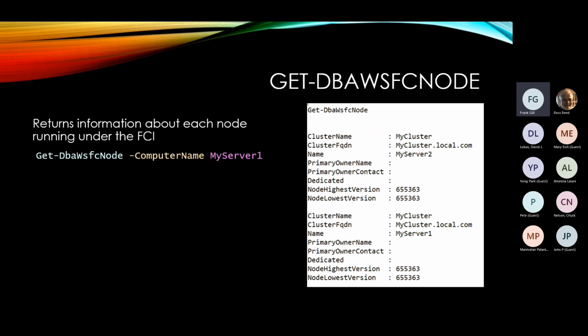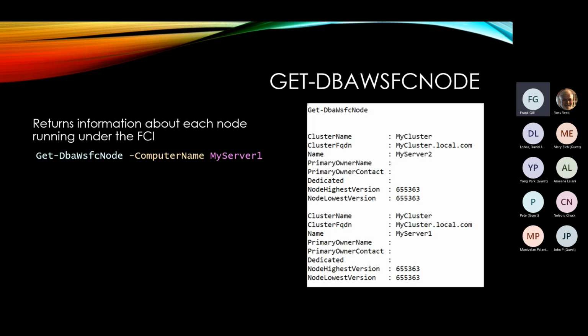The first one is Get-DbaWsfcNode, and this will return information about each of the nodes in the cluster. In this case, I am passing it the computer name of my server 1, and it comes back and tells me that my server 1 is participating in a cluster called my cluster with a fully qualified domain name of mycluster.local.com. And then there is a second node in that cluster called my server 2.